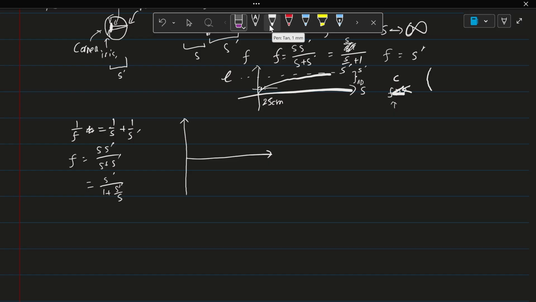So for big objects, when s is very big compared to s prime, this will resolve to f equals s prime. That's the saturation point. So it goes in a curve something like this. This is if you have an object very far away. But if you have an object which is pretty close, it will be something like this.